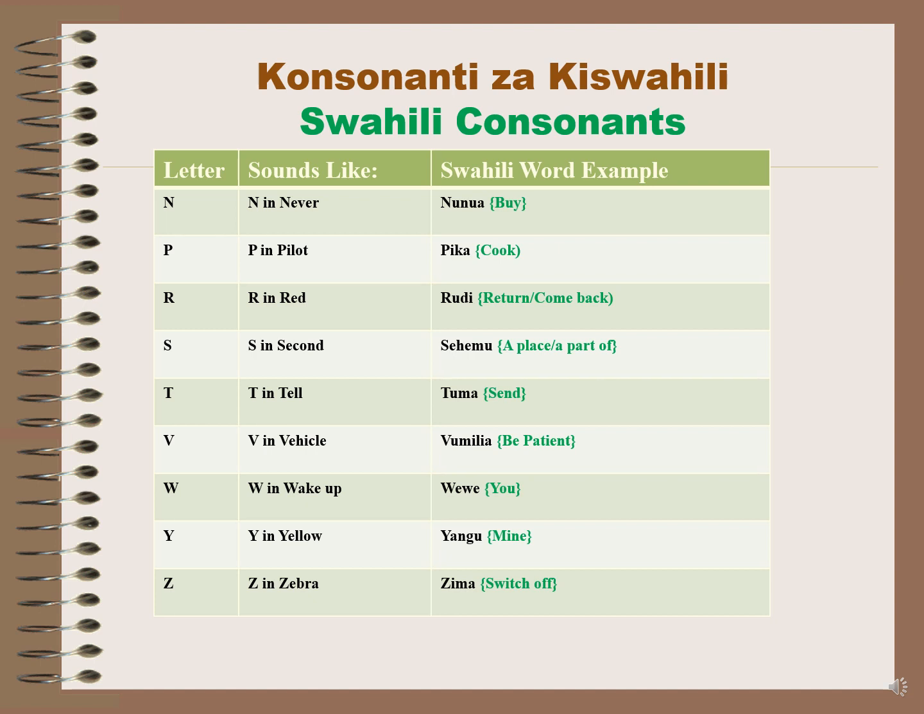Ye or Y in English, as in the word yellow. For Swahili, we have an example of yangu, which means mine. Ze or Z in English sounds like Z in zebra. The Swahili example we have here is zima, meaning switch off. You may say switch off the light or switch off the car. Zima gari is switch off the car. Zima taa is switch off the light.